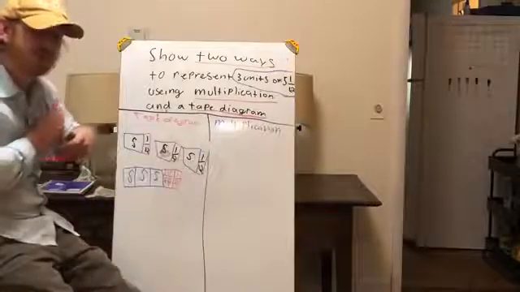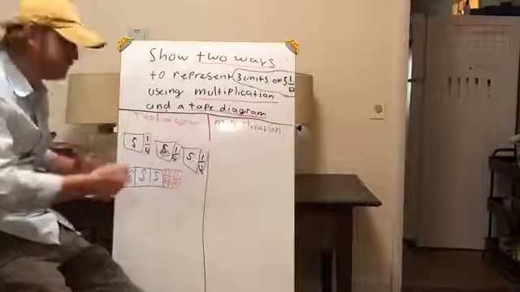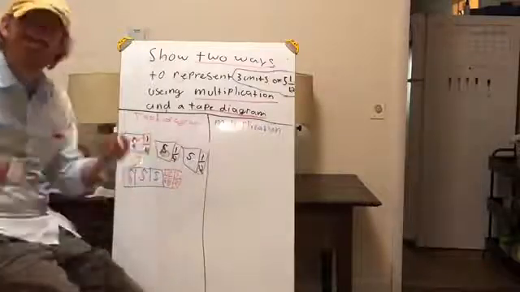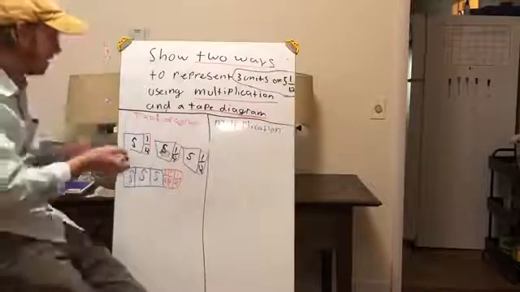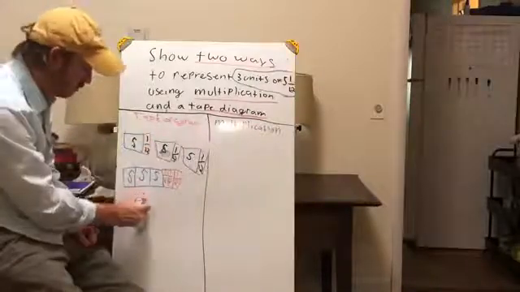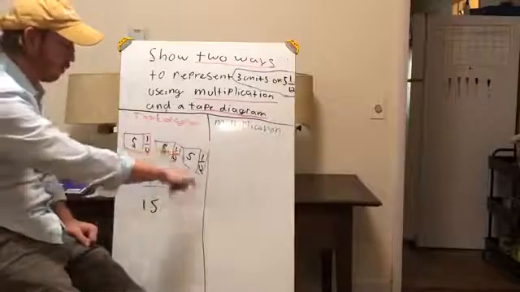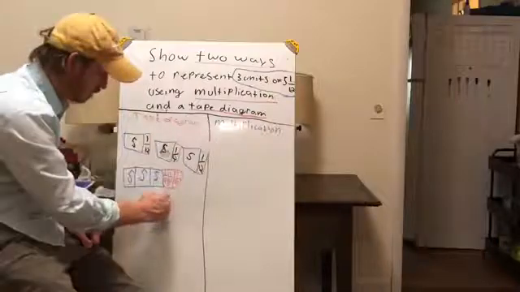So either way that I do it, I'm going to represent it differently by the tape diagrams, but the answer is going to be the same. Every time it's going to be 5, 10, 15, and 1/12, 2/12, 3/12.